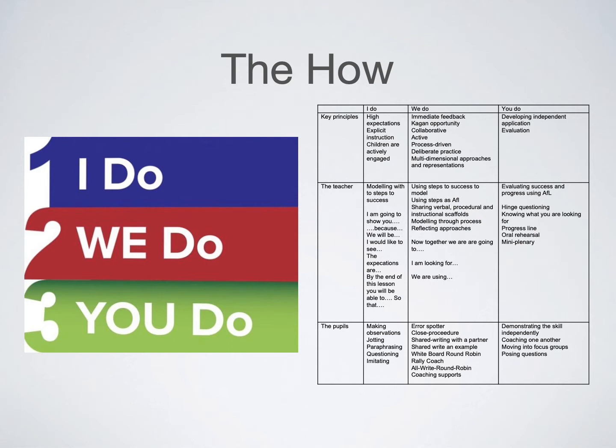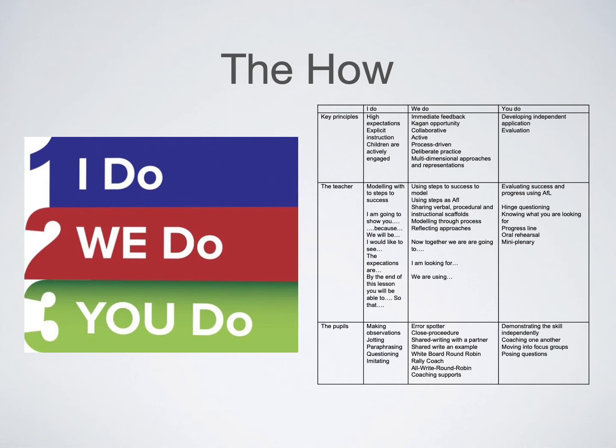The We Do section is shared instruction. Whatever the teacher is modelling, the children will do at the same time. For example, if the teacher is counting using a bead string to find a number bond of 20, the children are also actively doing the same. There's also the opportunity for children to work collaboratively using KAGAN structures.